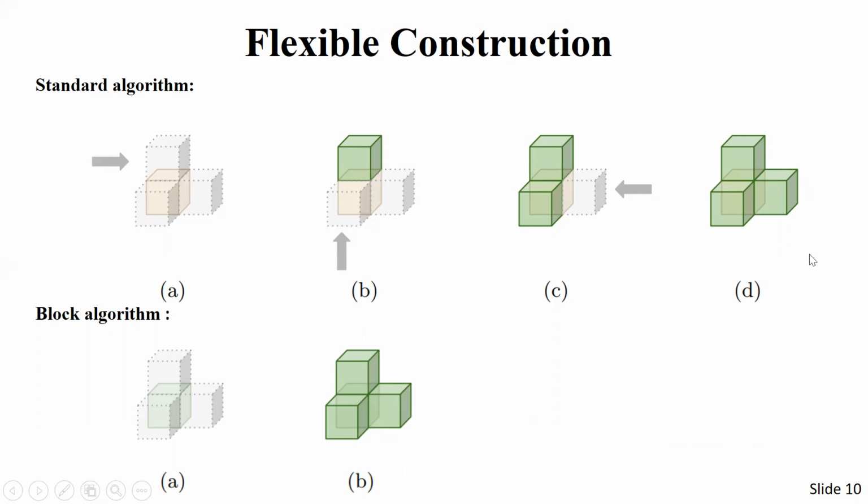And we have to notice that in the standard algorithm, the order in which blocks get attached to the structure must be very strict. They cannot make the intermediate construction states conflict with each other. However, with the block algorithm, we can finish it by the builders in any order.